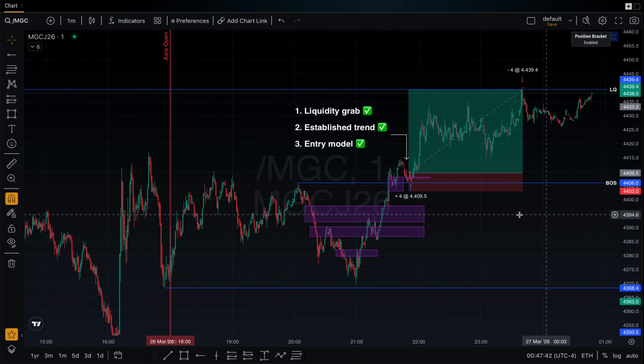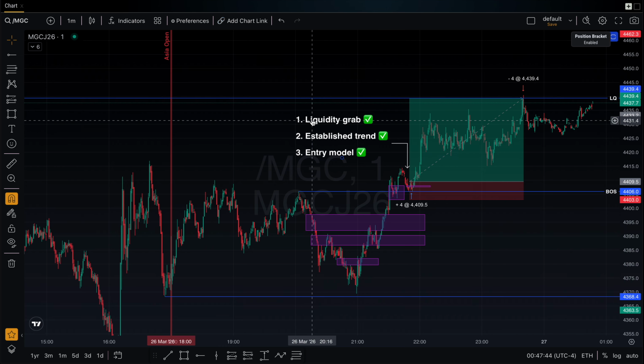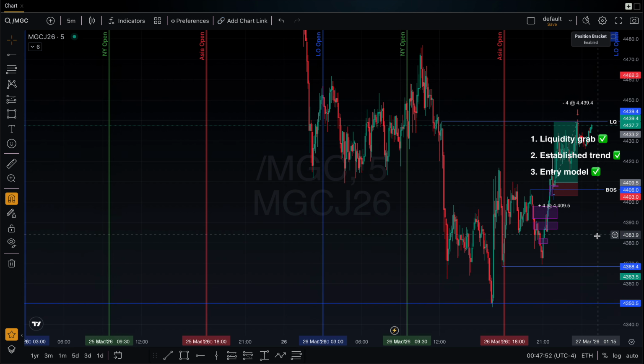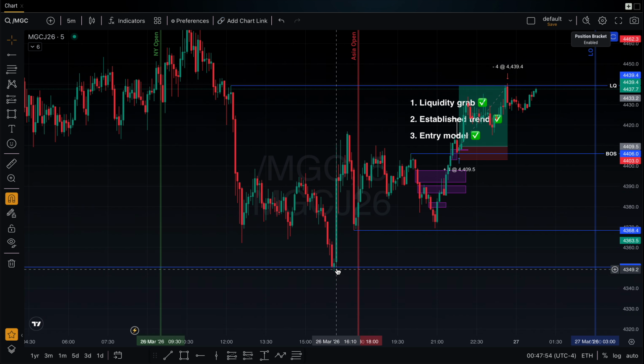Now, the 3-step process is always the same. We need a liquidity grab, then an established trend, and simply our entry model. So if we zoom out on the 5, you'll see that the liquidity grab happened right here during New York. Why did we use this level? Because this one is a very significant level.